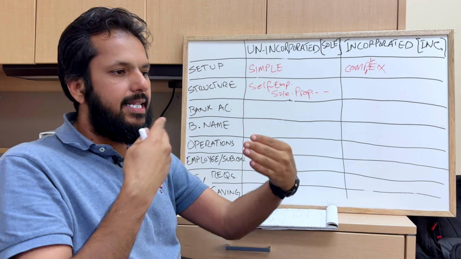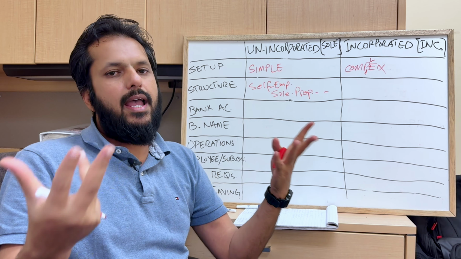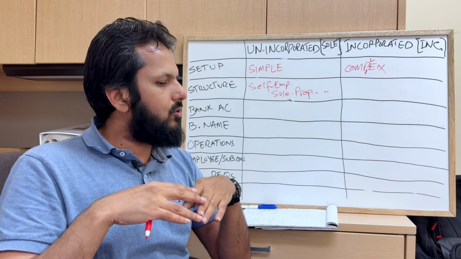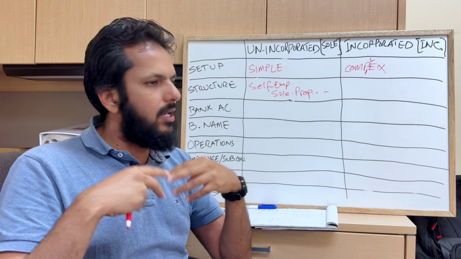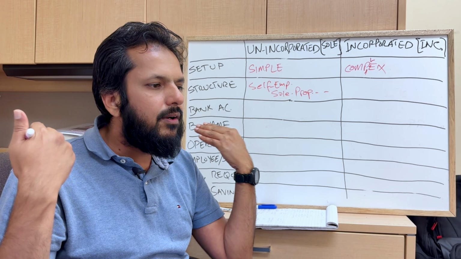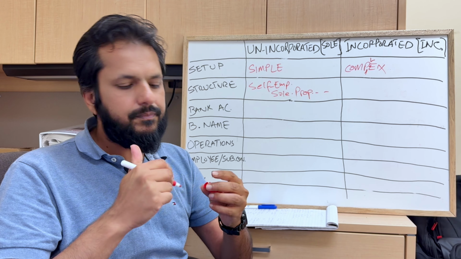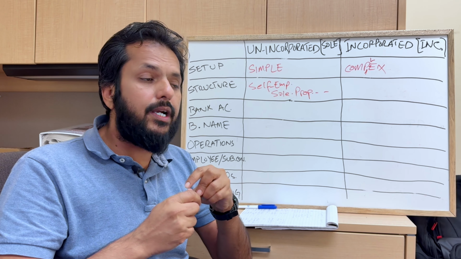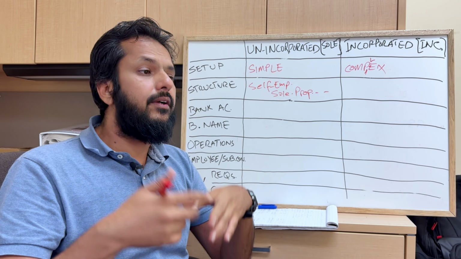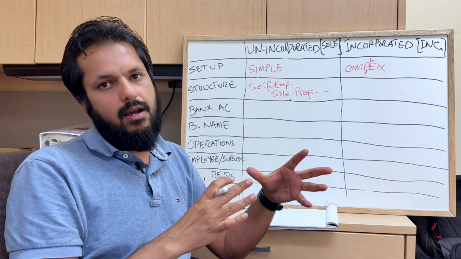Okay, so that is the structure that you're gonna have. You don't have to form anything new, you don't have to do anything new, you're just representing yourself and doing a business activity. How the tax would work, as I said earlier, we're gonna have a separate video on that topic.